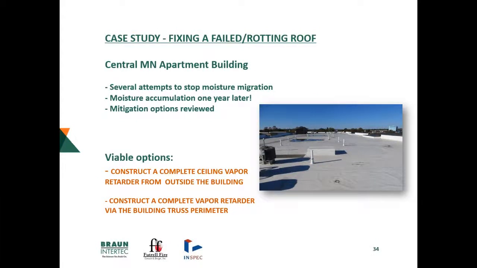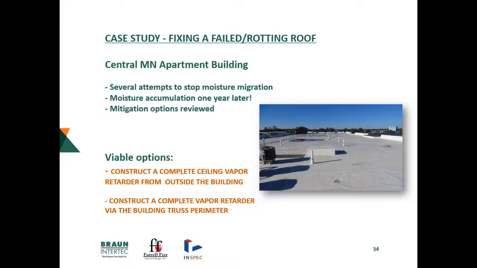So one of the case studies here is fixing one of these existing roofs. It was an apartment building in central Minnesota that had two apartment buildings on site. First floor was retail, top three floors were apartments. Of course, the investigation found all these problems. The owner wanted to start to look at repairing some of these problems before taking on a complete roof replacement project. After all, the building, I think at the time, was maybe 8 years old.